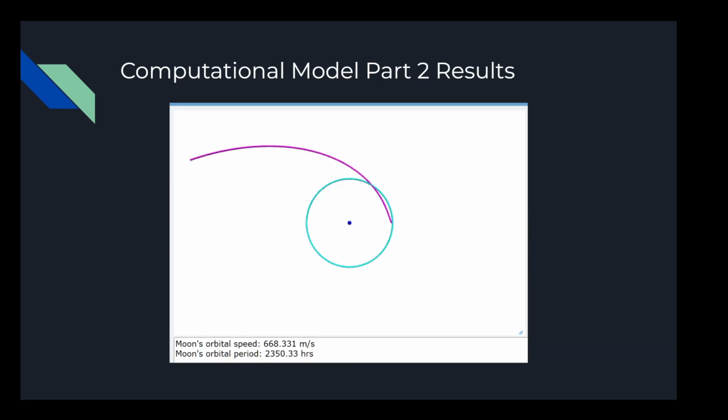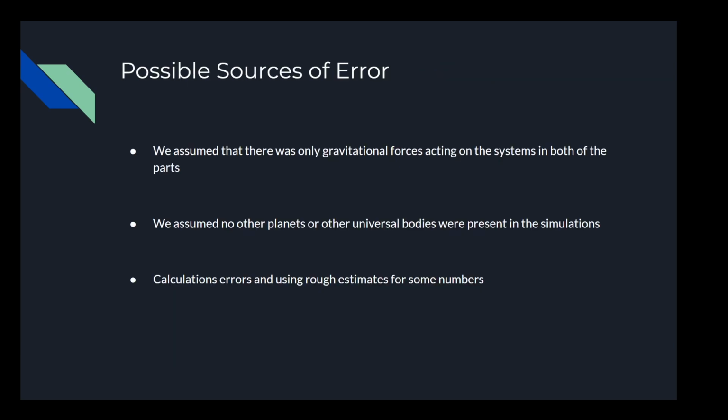And this was my final result for part 2. I didn't get a proper figure 8 orbit, because that would have taken too much time for the simulation. But I did get to break out of orbit, not crash, and also have that initial curve for figure 8. Some possible sources of error are that we assume that there are only gravitational forces acting on the systems in both parts, and that no other planets or other universal bodies were present in the simulations. Other calculation errors and using rough estimates could also have been sources of error.